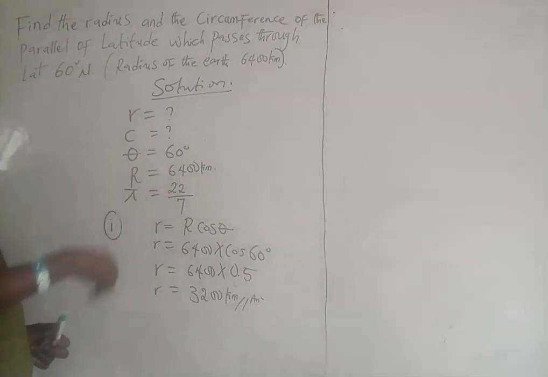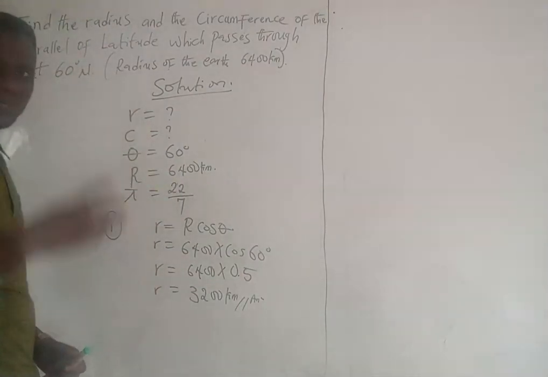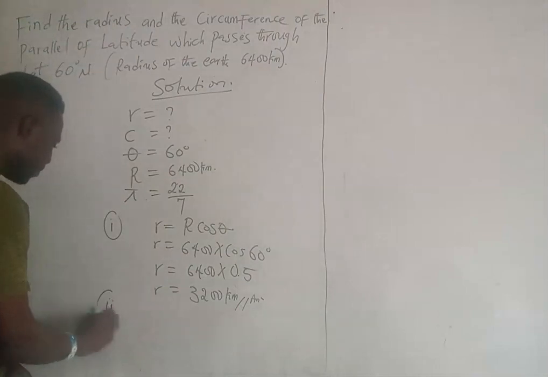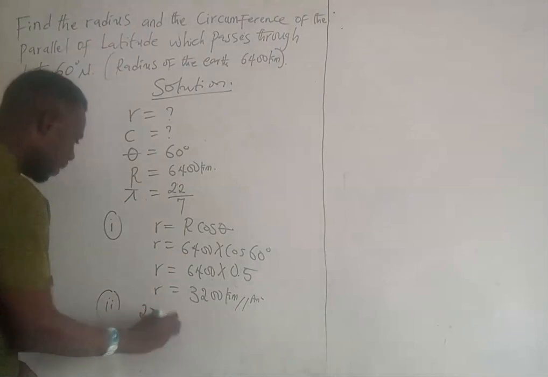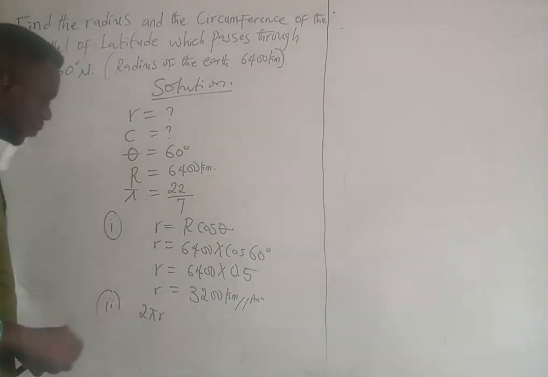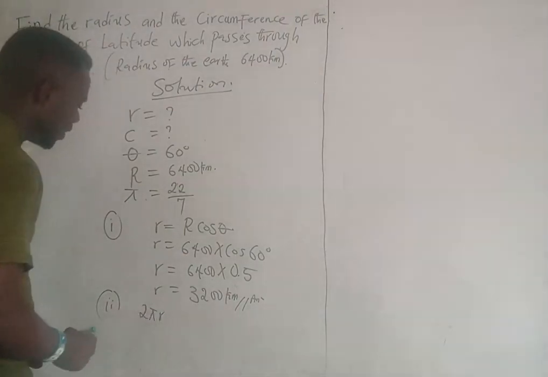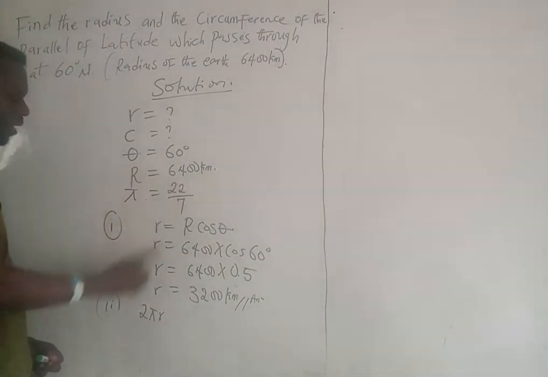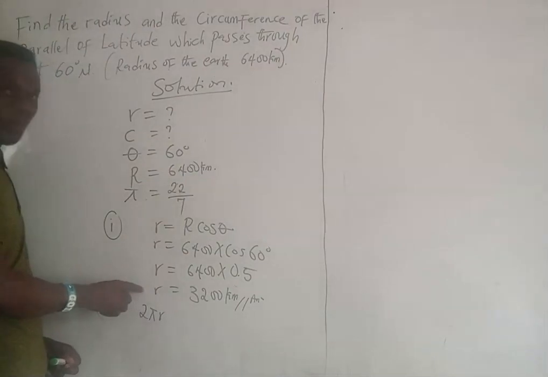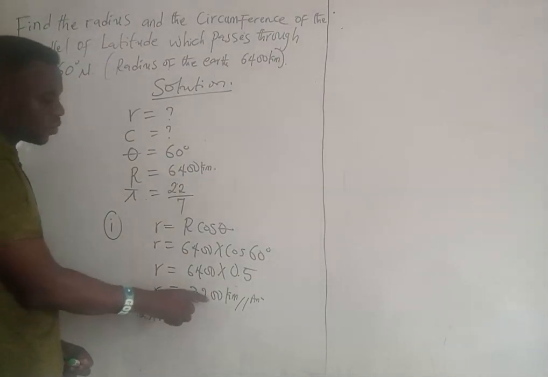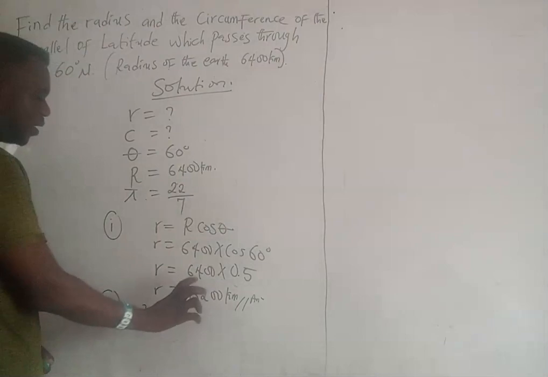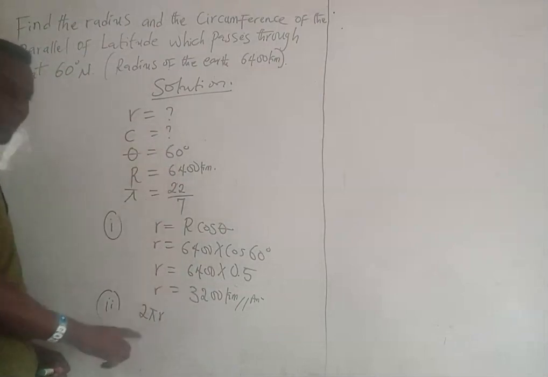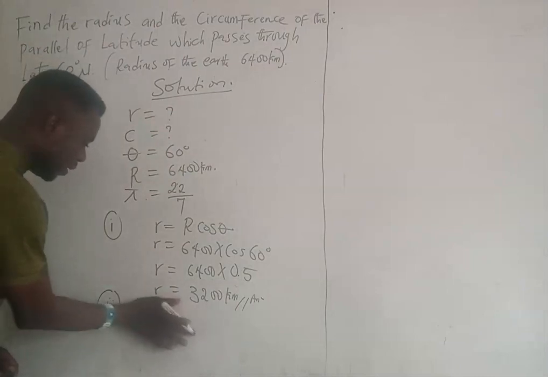Now, to calculate the circumference of the parallel of latitude, you should know the formula for the circumference of a circle, which is 2 pi r. This will be your classwork. The only thing I will help you to do is: 2 is the constant, pi is given as 22 over 7, and the value of r we are getting is 3,200. So what you need to do now is to substitute the result we have into this formula and get your circumference.